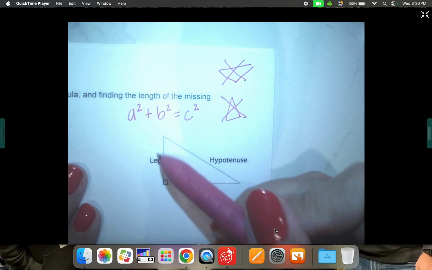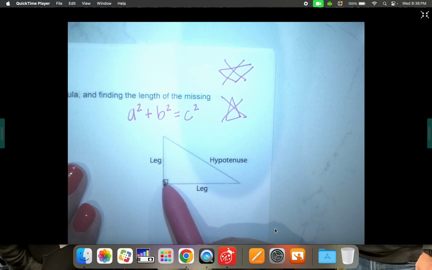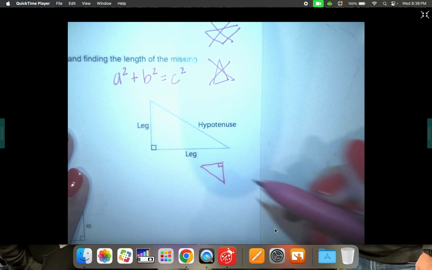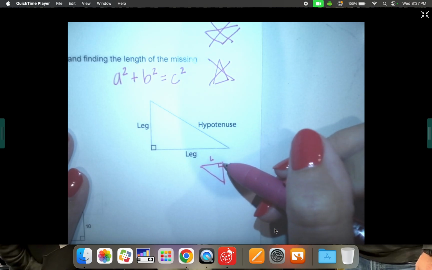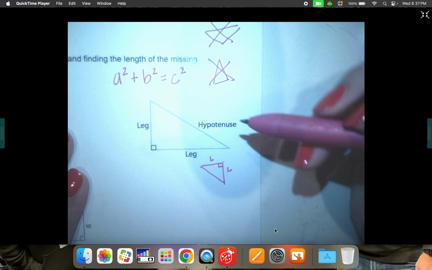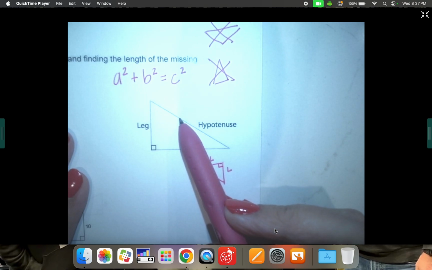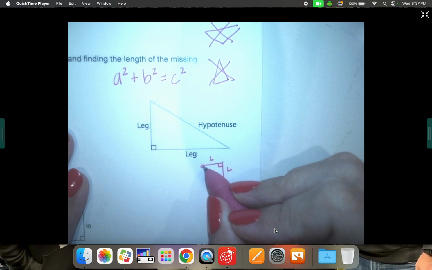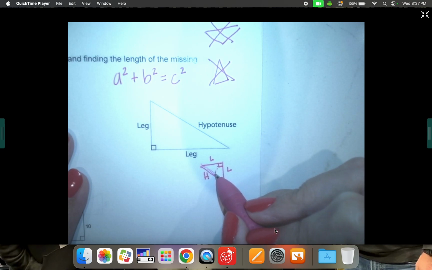The two legs are the sides of the triangle that make up the right angle. It depends on which direction it's facing. Maybe the right angle is up here, and that would mean your legs would be this one and this one. So wherever the right angle is, the two sides that make up that right angle are the two legs. The long side across from the right angle is called the hypotenuse.